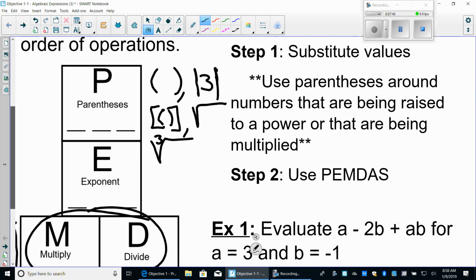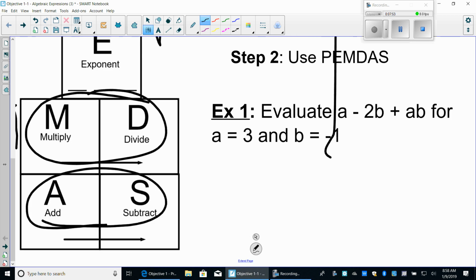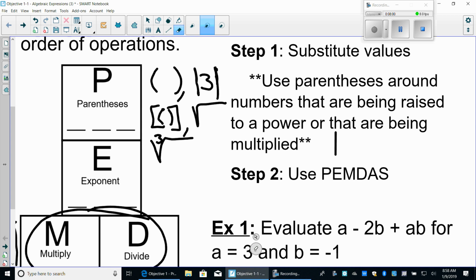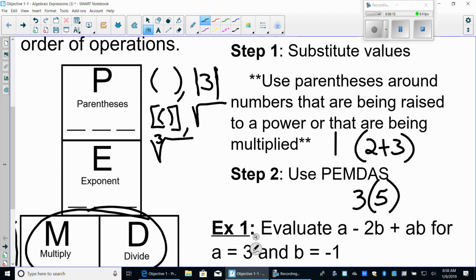These are your steps. Use parentheses around numbers that are being raised to a power or that are being multiplied. Sometimes in parentheses, it might have something like 2 plus 3 in the middle of it. So would you do that first? Yes. And then sometimes you might see this, so let me add something to it. Would you do that first? You do the exponent first.